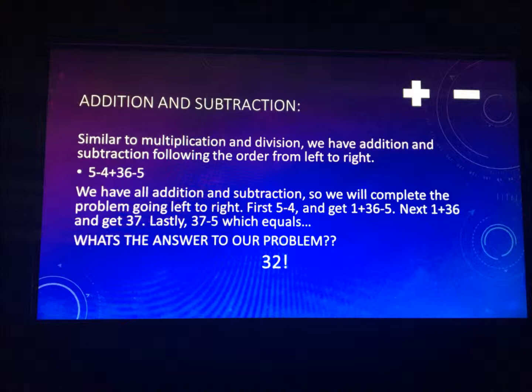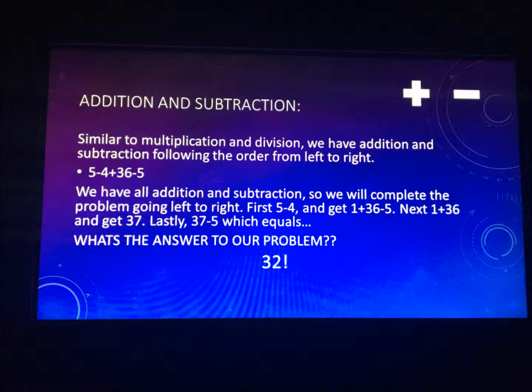First we have 5 minus 4, which will give us 1. Our 1 we can add to 36. Our 1 plus 36 will give us 37. And finally, 37 minus 5, which will complete the problem. And the answer to our problem is 32.